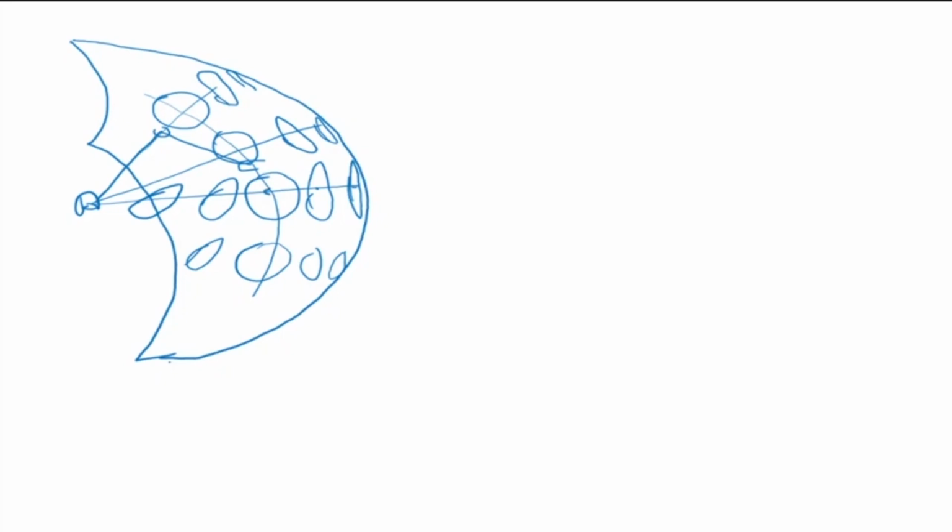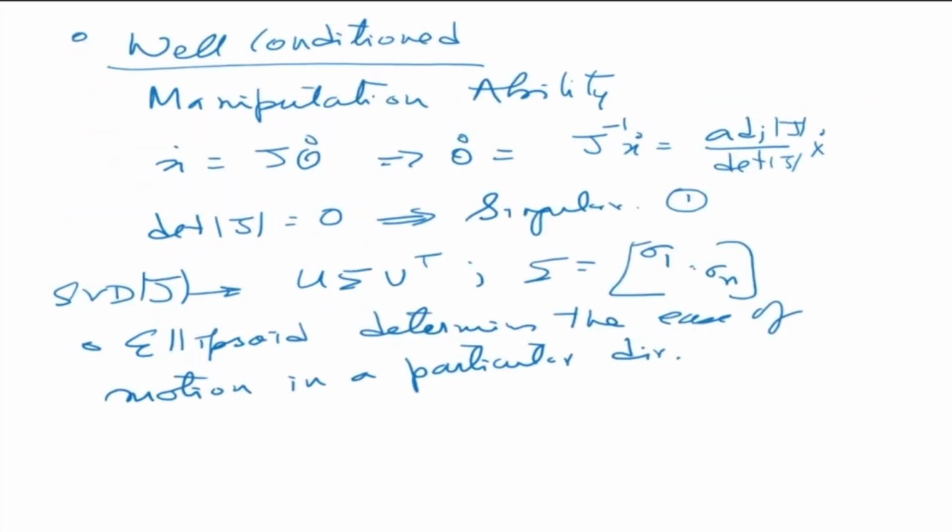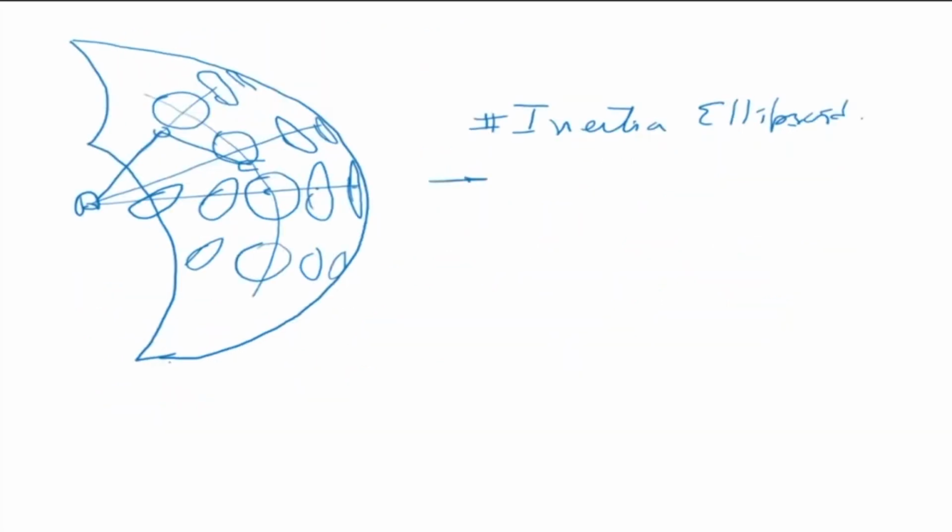Now another parameter is called the inertia ellipsoid. The inertia ellipsoid is the one that indicates how quickly you can accelerate in a particular direction. The velocity ellipsoid is this one, which I get from taking the singular value decomposition of J and finding the singular values. Now the inertia ellipsoid is the one that gives how quickly you can accelerate in a particular direction in space.